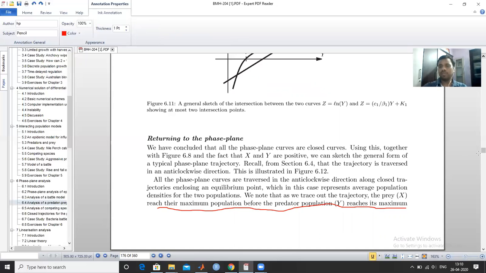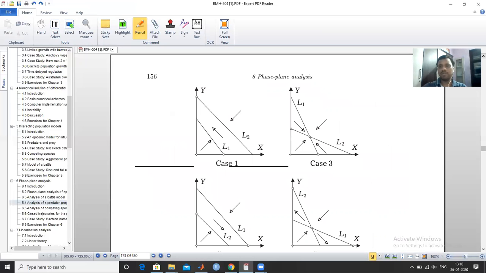So therefore we have discussed all the analysis of the predator-prey model. We have found the equilibrium point, we found the direction of the trajectories, and we also plotted the trajectories by finding the exact expression between x and y. And after that, we discussed that these trajectories are closed. So we completed this concept. Thank you.